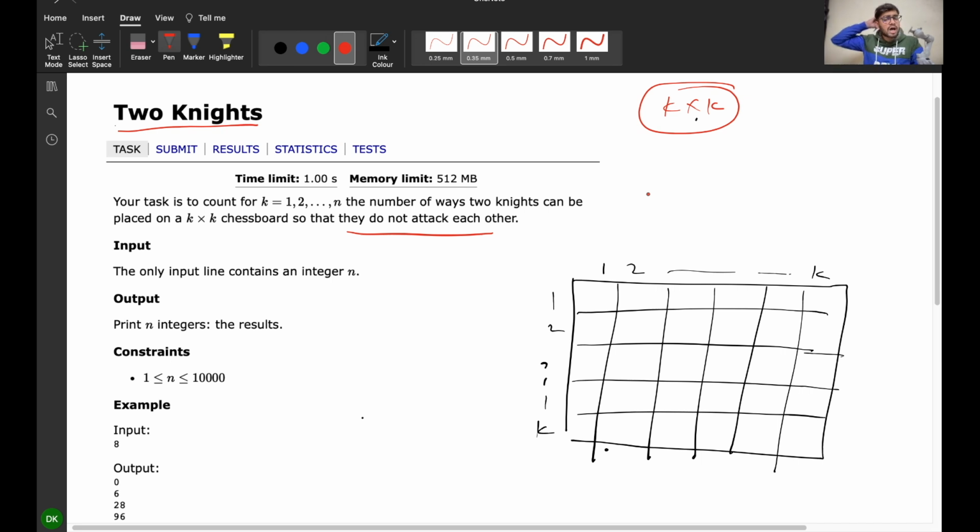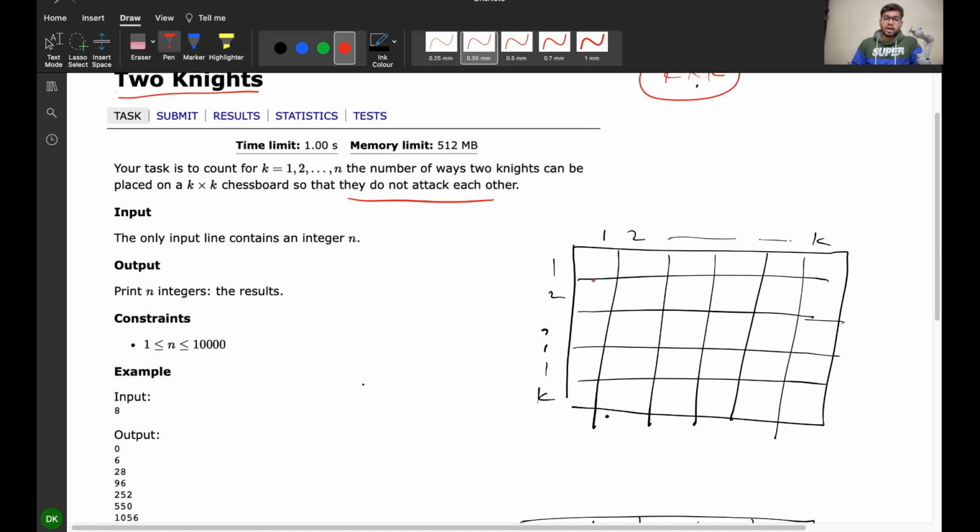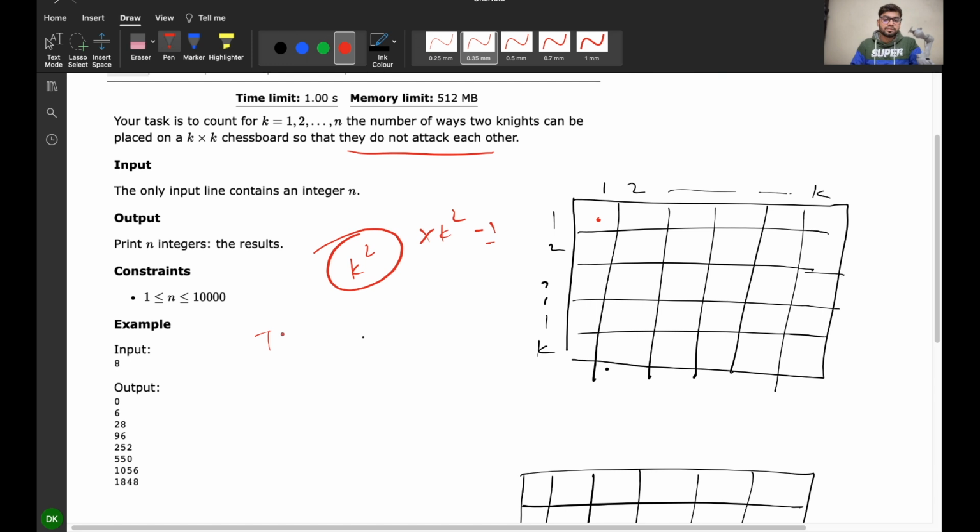Okay, so the question is, how can you find the total number of ways of placing two knights on the chessboard? For the first knight, there are k square possible ways to place it on the chessboard. So it will become k square. After placing the first knight, how many possible ways are there for the second knight? That would be k square minus 1, since a single position is already filled by the first knight. So if I take the multiplication, the total number of ways of placing two knights on the chessboard is k square into k square minus 1.